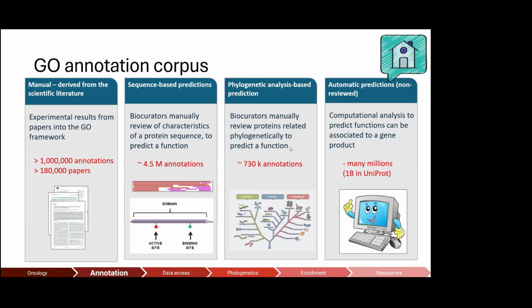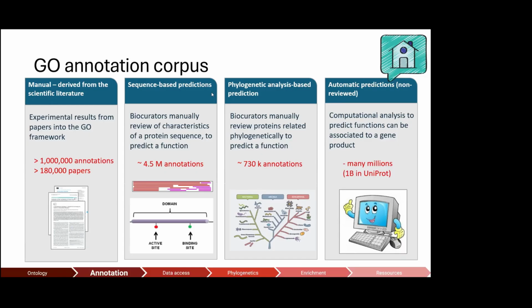Now if you look at the corpus of GO annotation, from the manual GO annotation made by biocurators, we have roughly a bit more than 1 million annotations, concerning more than 180,000 publications from which it's extracted. And for sequence-based prediction, as I told you, by similarity or by orthologs, the biocurators manually review the characteristics of the protein sequence, and that has generated more than 4.5 million annotations.